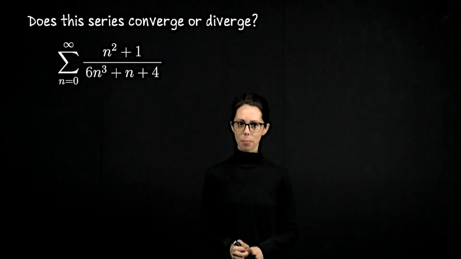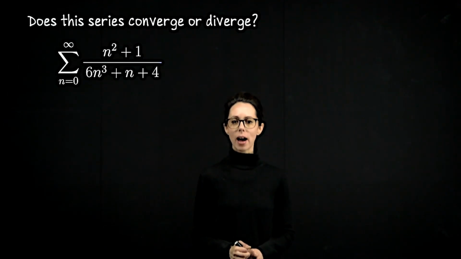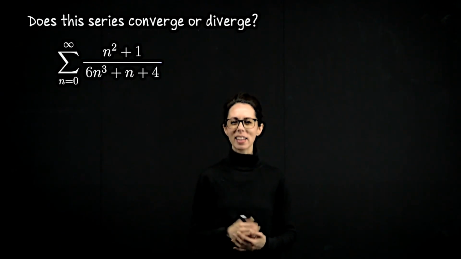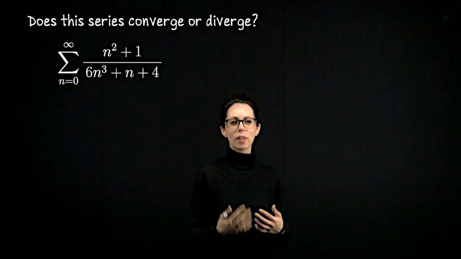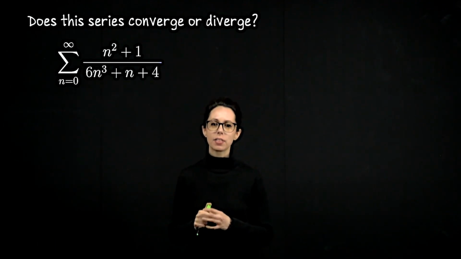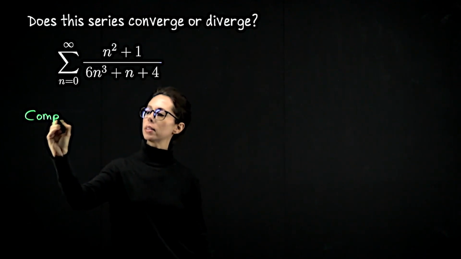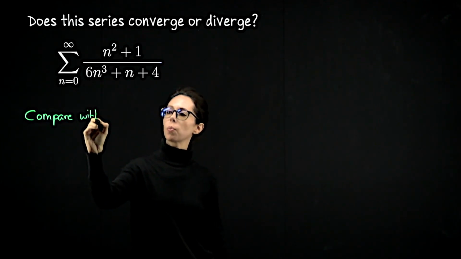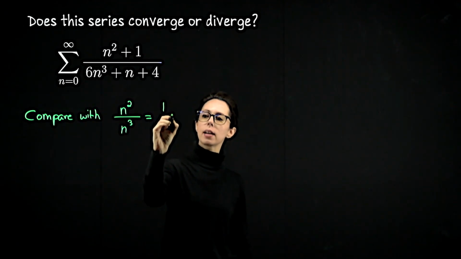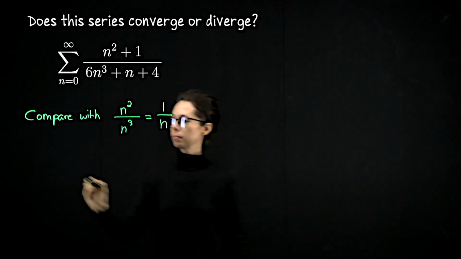Let's look at a similar example. In this example, we would like to analyze the series n squared plus 1 divided by 6n cubed plus n plus 4. This is not a p-series, and yet it feels like it might trend the same way as a known p-series. So here's what you want to do for this kind of situation. Take the highest power in the numerator and the highest power in the denominator. So let's compare this with n squared divided by n cubed, which reduces down to 1 over n. We know that this is a divergent harmonic series.